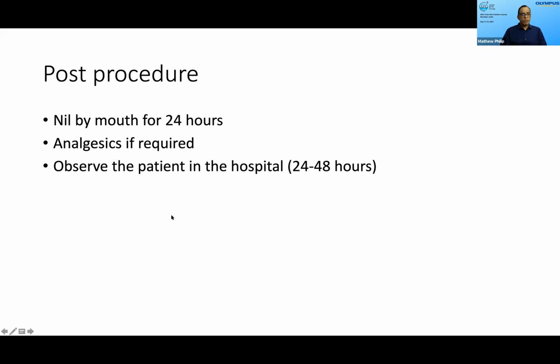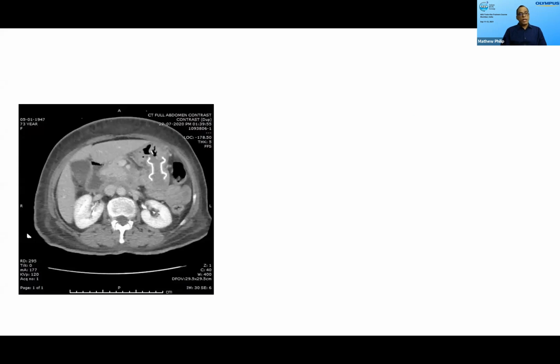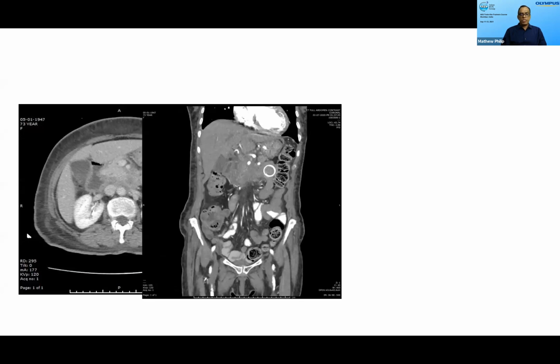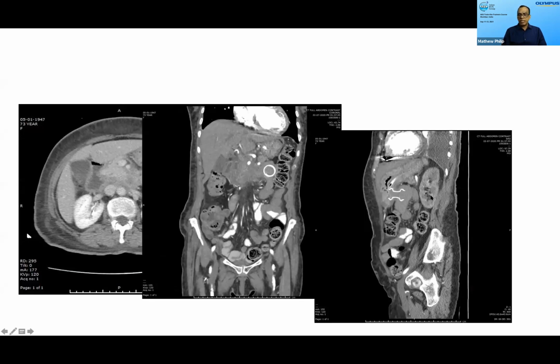So post procedure, what we do is we keep them nil orally for 24 hours. If required, analgesics are given, they are maintained on IV fluids, and we observe the patient in the hospital for 24 to 48 hours. If there is no symptom, the patient is sent home. We don't use CT scan routinely, but just for a demonstration, I have shown that we can see the tube is delivered very well, and it is between the distal portion of the body of the stomach and just beyond the DJ flexure.